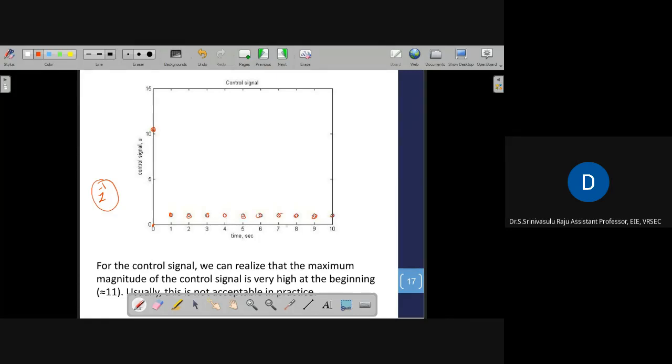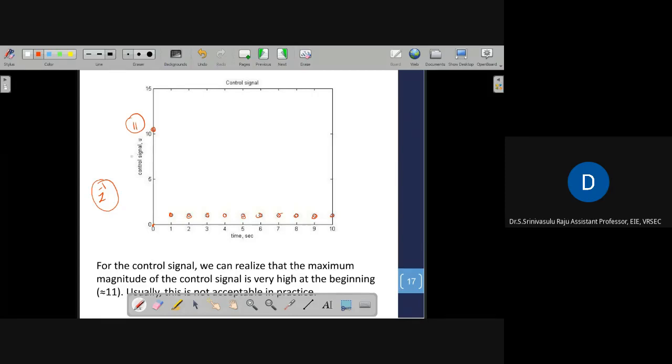So what is the drawback here? Initially we have a magnitude of 11. This is very high. If at the beginning you have a control output with a magnitude of 11, this is not acceptable in practice.